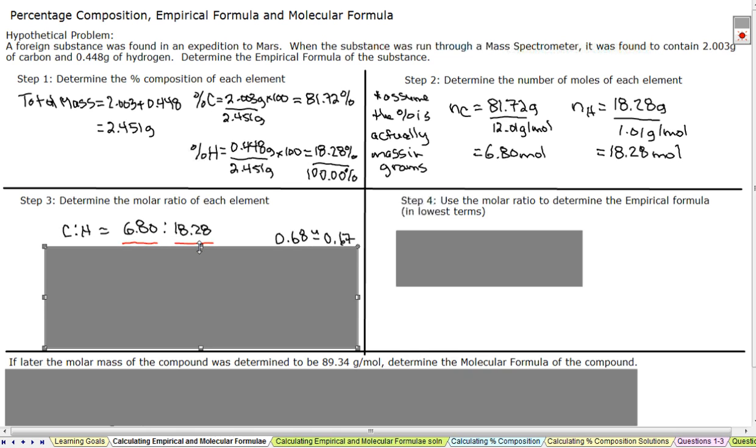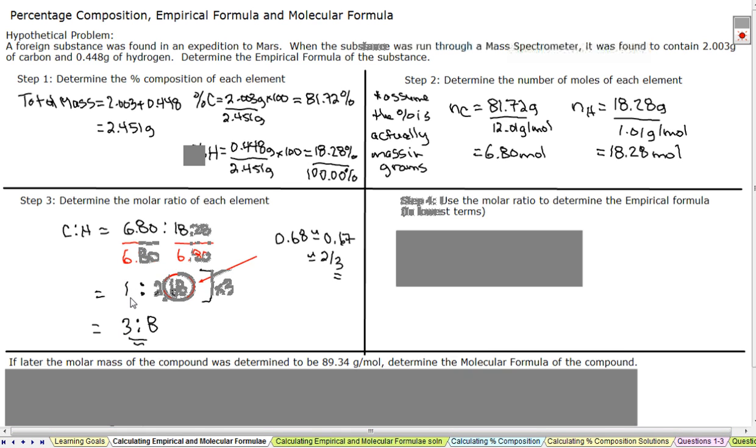So we initially set up our molar ratio, carbon to hydrogen, 6.80 to 18.28. And that's our number of moles. Our next step is to divide both parts by the lowest number. 6.80 is the smallest number between the two, so we will divide them. And by doing that, we get a new ratio. 6.8 divided by 6.8 gives me 1. 18.28 divided by 6.8 gives me 2.68.